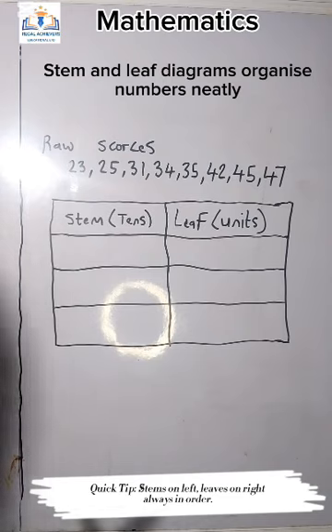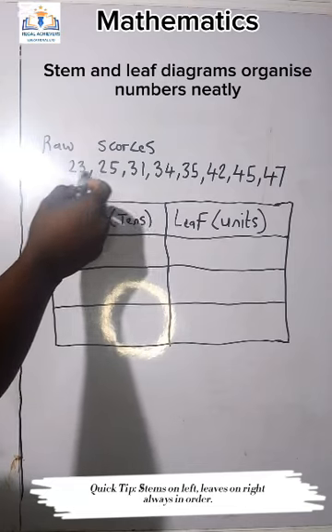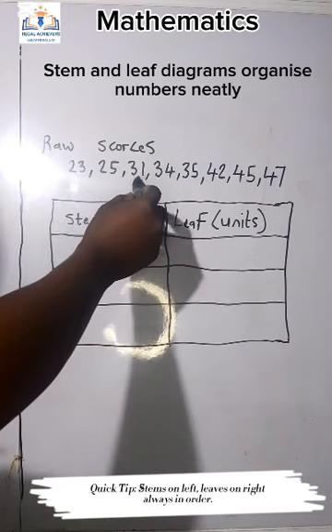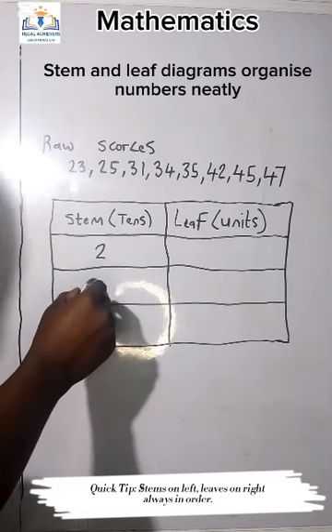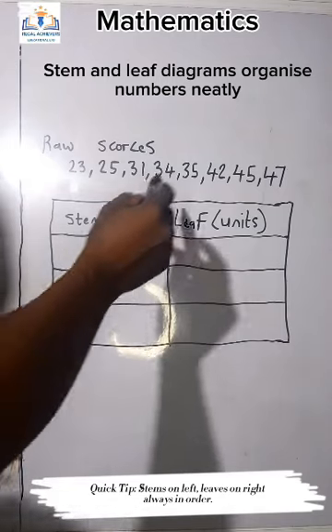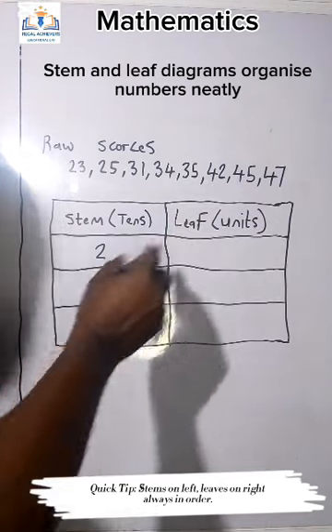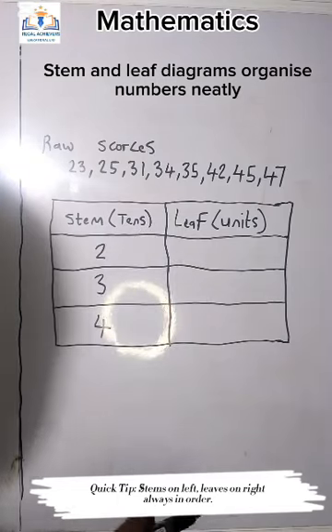Okay. So over here we have 23, 25. So you put down 2. Another stem, we have 31, 34, 35. So that is 3. Okay, and for the next one, 42, 45, 47. So the stem there is 4. Okay, now let's start writing our leaf.